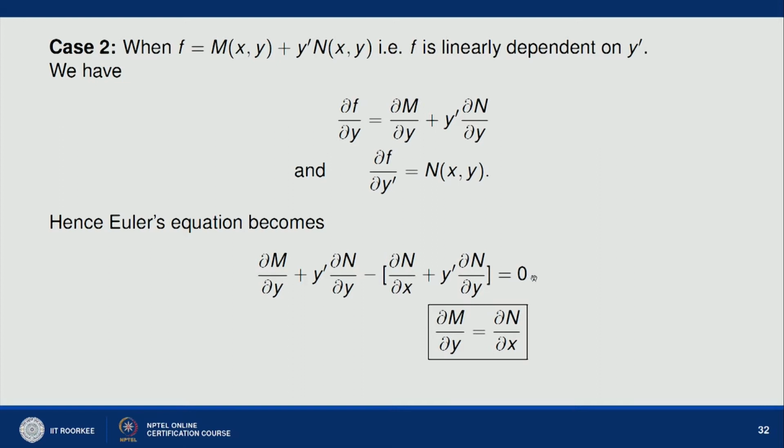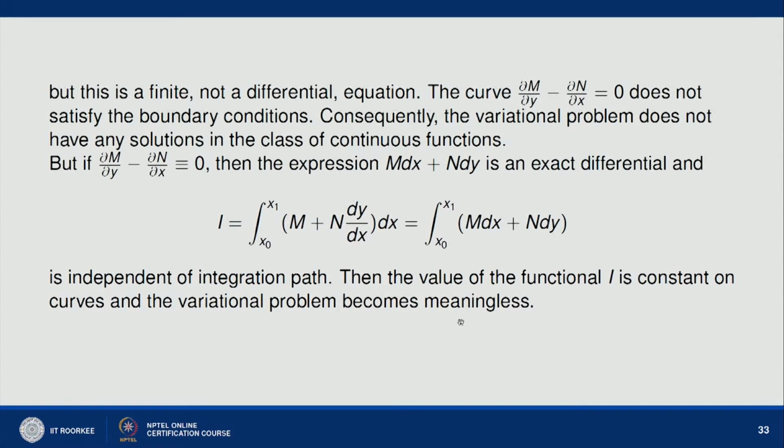is equal to 0. Now if you simplify, this term and this term will be cancelled out, and it reduces to del m by del y minus del n by del x is equal to 0. It means that del m by del y is equal to del n by del x is the form of the Euler's equation. Here we have seen that Euler equation gives us the condition del m by del y equal to del n by del x, and we can say that this is not a differential equation, rather it is a finite equation.